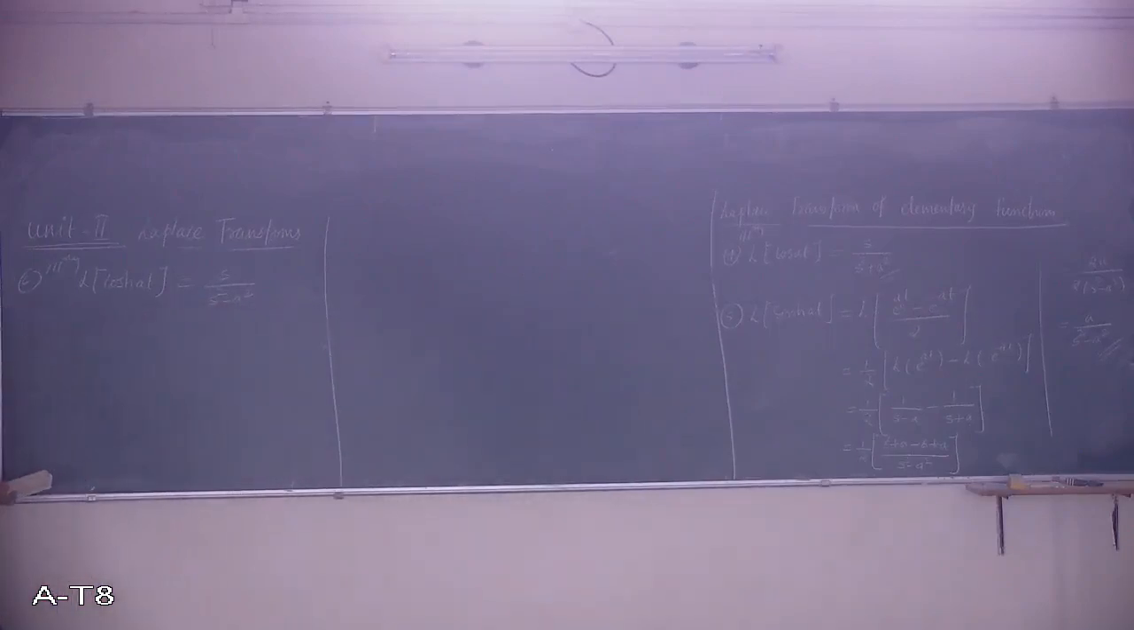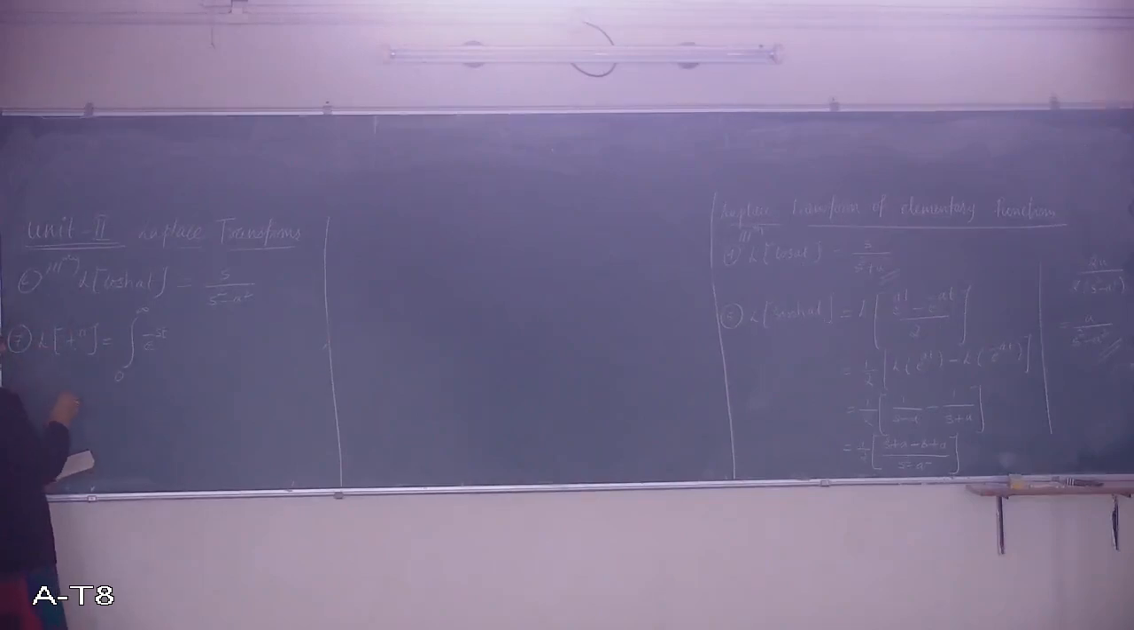Now there is one more elementary function. That is, if f of t is t to the power n. Okay, so let us see what will be its Laplace transform. So Laplace transform of t to the power n. When the function is t to the power n, what will be its Laplace transform? So how to take its Laplace transform? Again by applying the definition. What will it be? It is integration from 0 to infinity e to the power minus st into f of t. So what is f of t here? It is t to the power n.